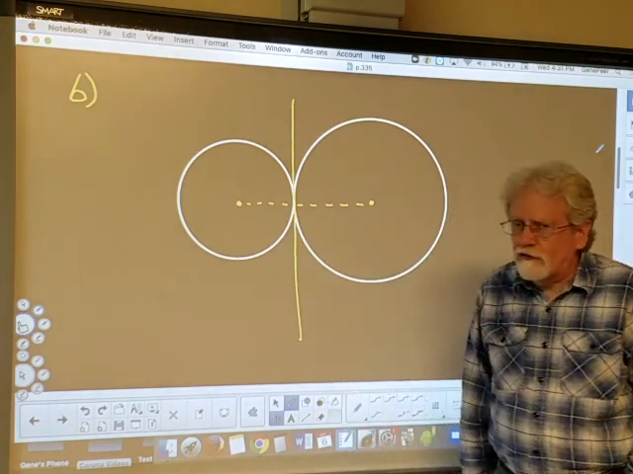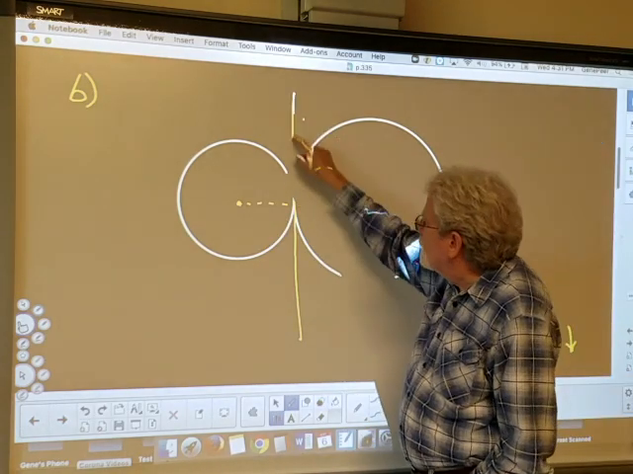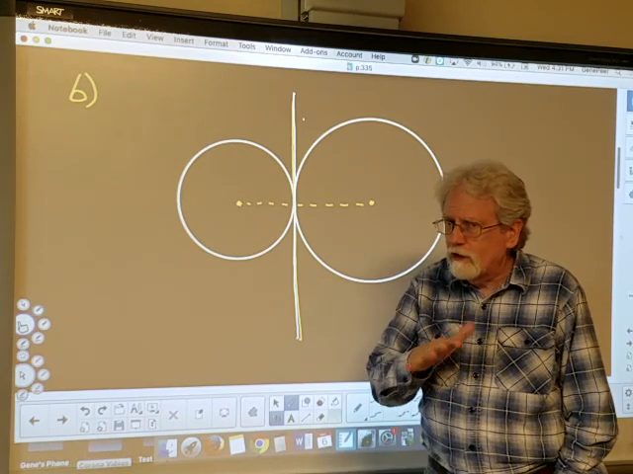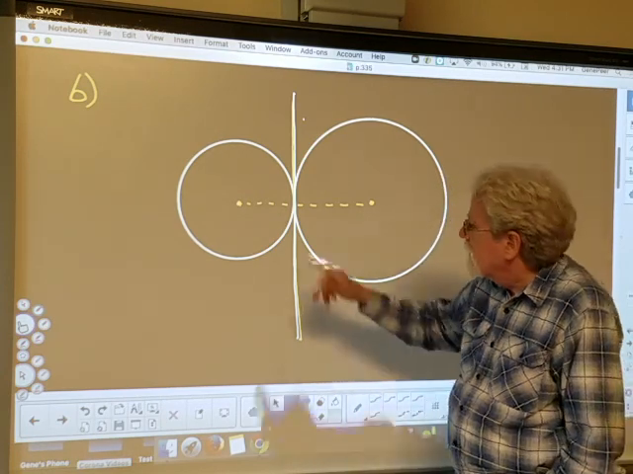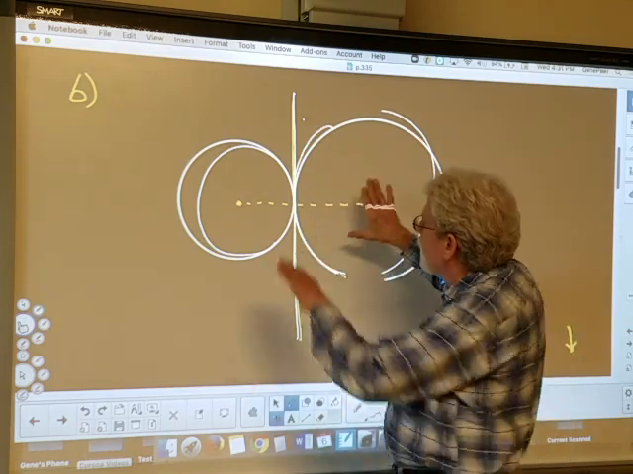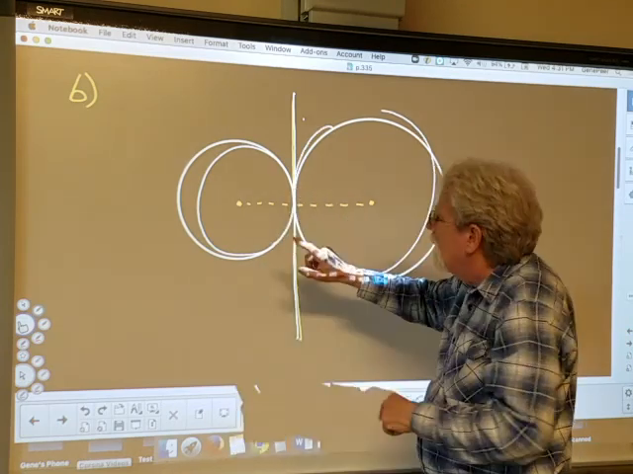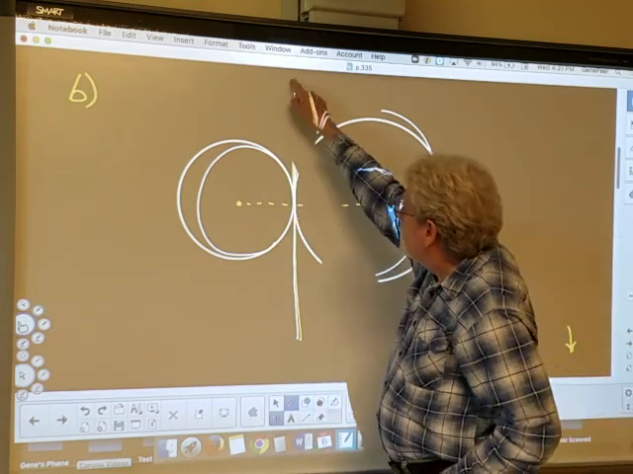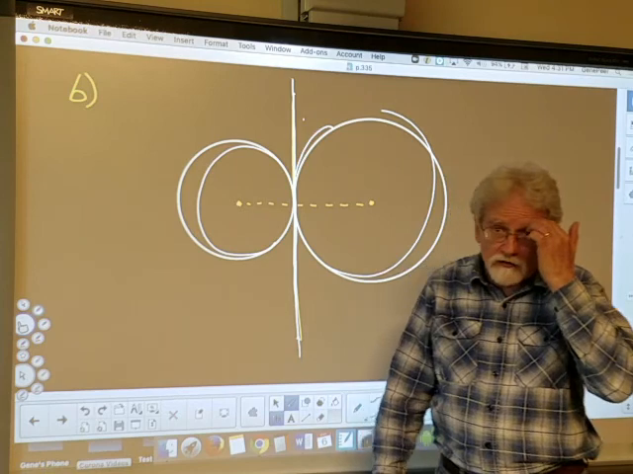Externally tangent circles have one common internal tangent line. Don't let that terminology mess with your mind. Externally tangent circles, circles that are tangent on their outsides, are called externally tangent circles because they have one common internal tangent line.